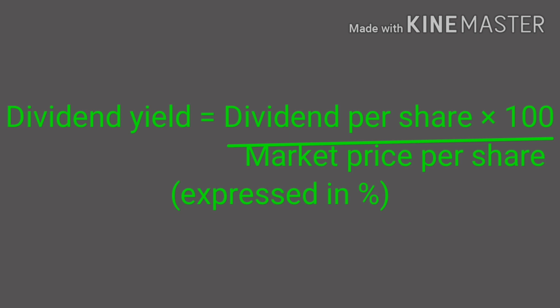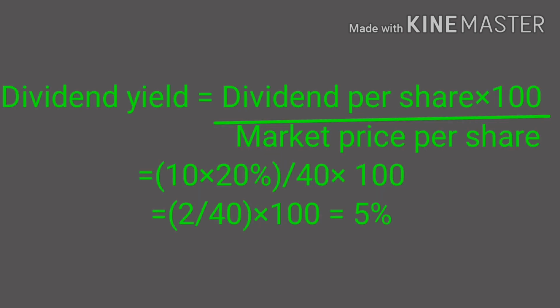Yield is the income earned on investment. Here, the income is the dividend on the share and the investment is the amount paid for the share. Dividend is given as 20% and the face value is 10 rupees. So, the dividend is 2 rupees. And the amount paid for the share is 40, as the market value of the share is 40. Substituting these two figures, we get 2 divided by 40, that is 5%.